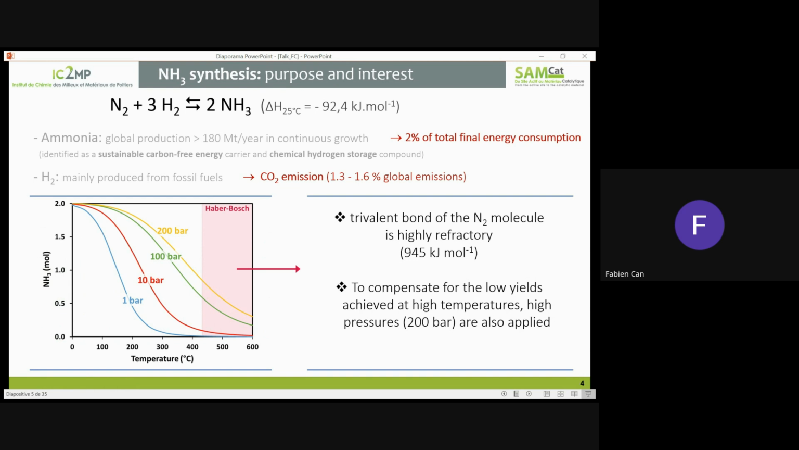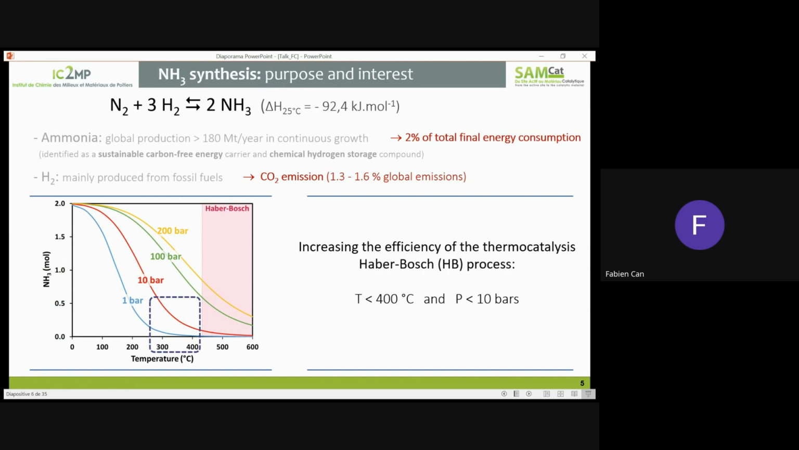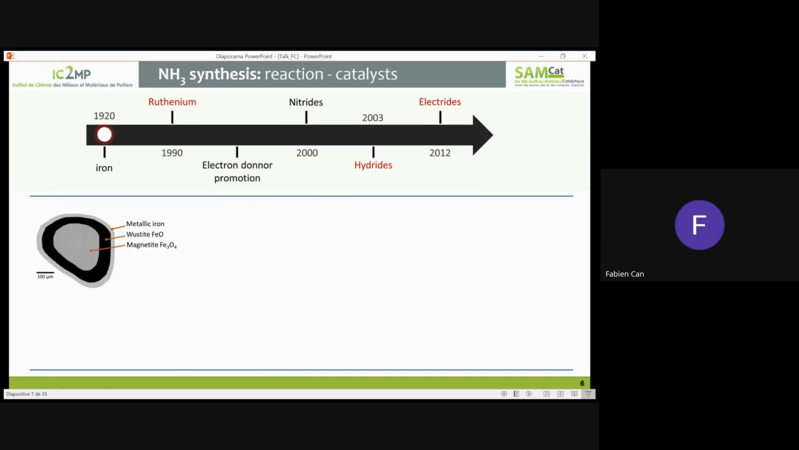So the goal is to develop new samples which are able to produce ammonia at lower temperature and lower pressure. The targets are below 400 degrees C and below 10 bar. To do that, the samples have evolved considerably since the beginning of the discovery of the process.